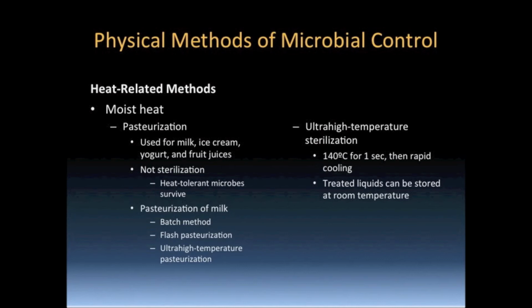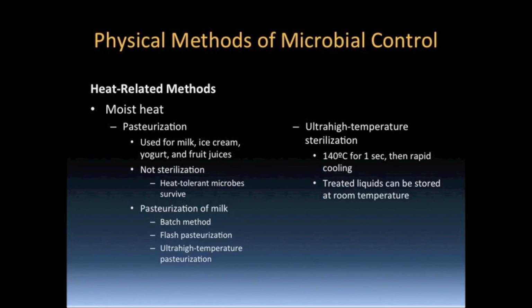Several methods have been employed for the pasteurization of milk, including the batch method, which heats milk to 63 degrees Celsius for 30 minutes, the flash method, which heats milk to 72 degrees Celsius for 15 seconds, and ultra-high temperature pasteurization, which heats milk to 134 degrees Celsius for 1 second.